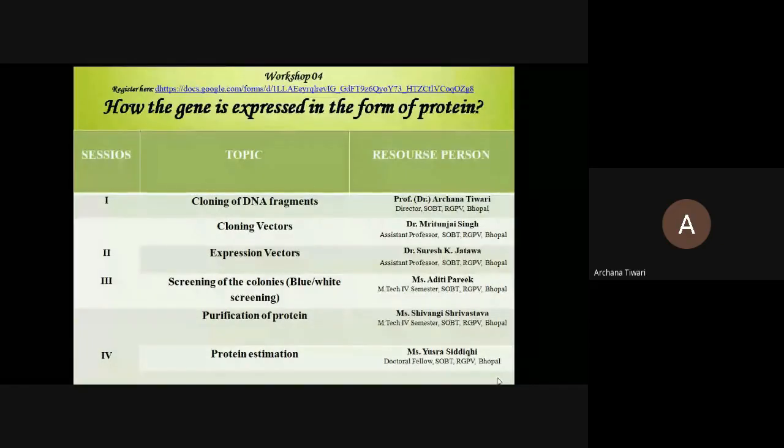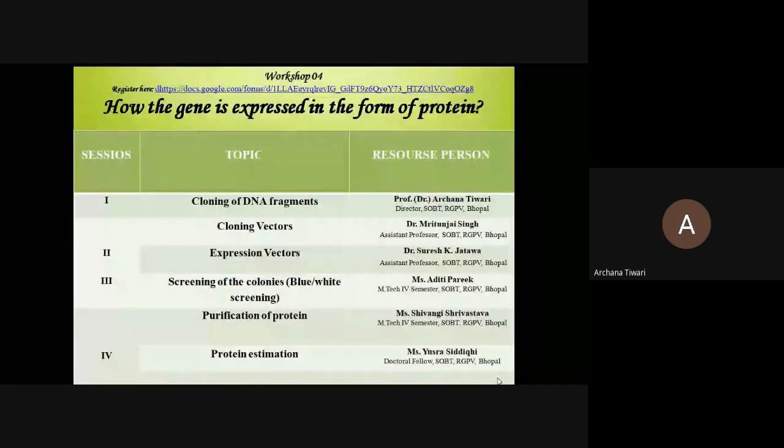The size of the vector, which vector is suitable for which type of insert, and the process of transformation in the body of a suitable host where it is multiplying, and on the basis of blue and white screening on agar plate in the form of bacterial colonies. Under reproductive cloning, common examples are Dolly, Molly, Polly. And under therapeutic cloning, mainly we dealt with the embryonic stem cells or induced pluripotent stem cells.